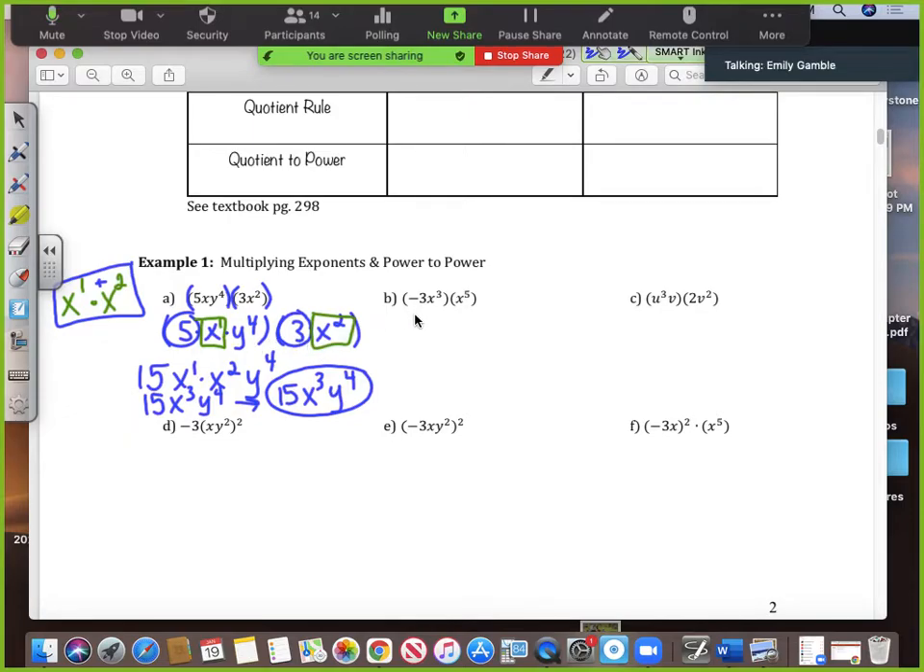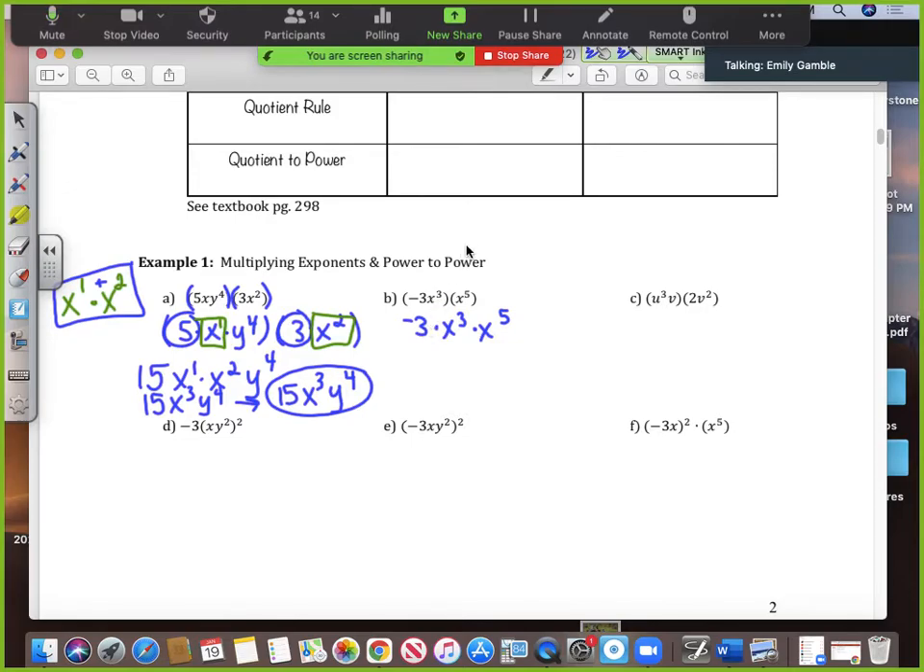The next problem. Again, these random parentheses are just showing multiplication, but basically everything is being multiplied. This is negative 3 times x to the 3rd power times x to the 5th power. We don't have to worry about these parentheses because there's no exponents on the top telling us we need to use a different type of rule. So the only coefficient number that we have here is the negative 3, so there's nothing I need to do here with that.